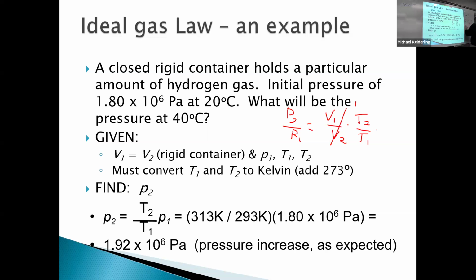So when we go from 20 degrees Celsius to 40 degrees Celsius, we are not doubling the temperature. We're going from 293 Kelvin to 313 Kelvin. So we multiply by 313 Kelvin over 293 Kelvin times our initial pressure of 1.8 times 10 to the 6 pascals, and we get a final pressure of 1.92 times 10 to the 6 pascals. You go up by a few percent.